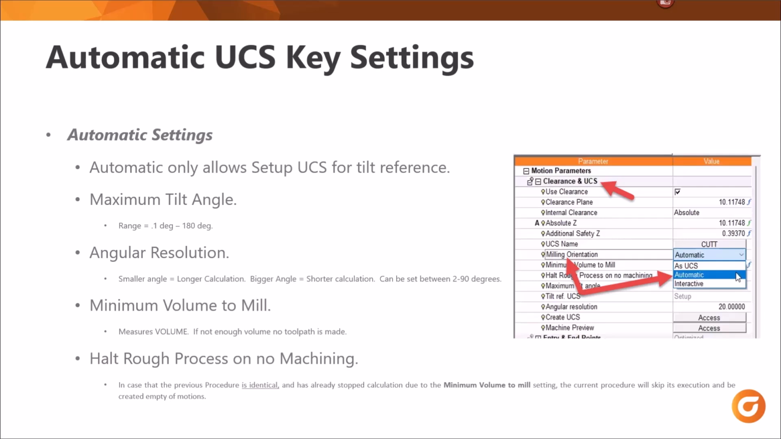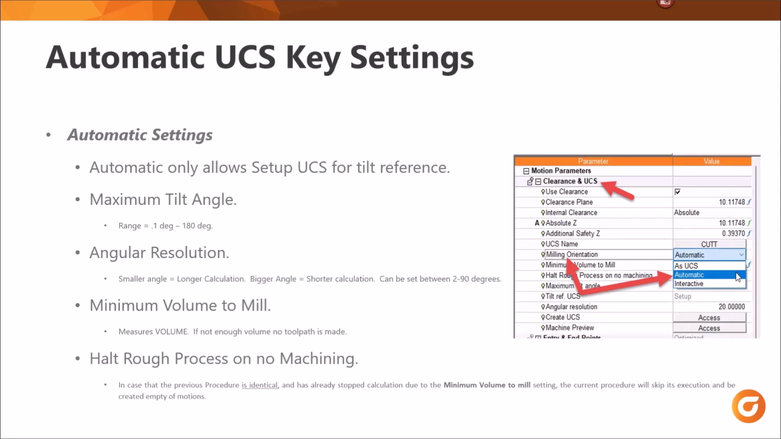Minimum volume to mill. This measures volume. So when we enter a value for this, we're not referencing surface offset. This is an actual volume amount. If there's not enough volume based on the value entered, no toolpath will be made.